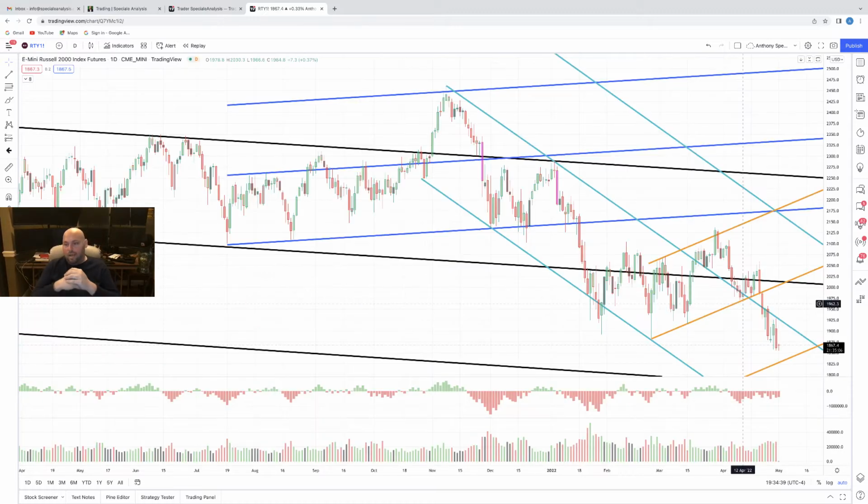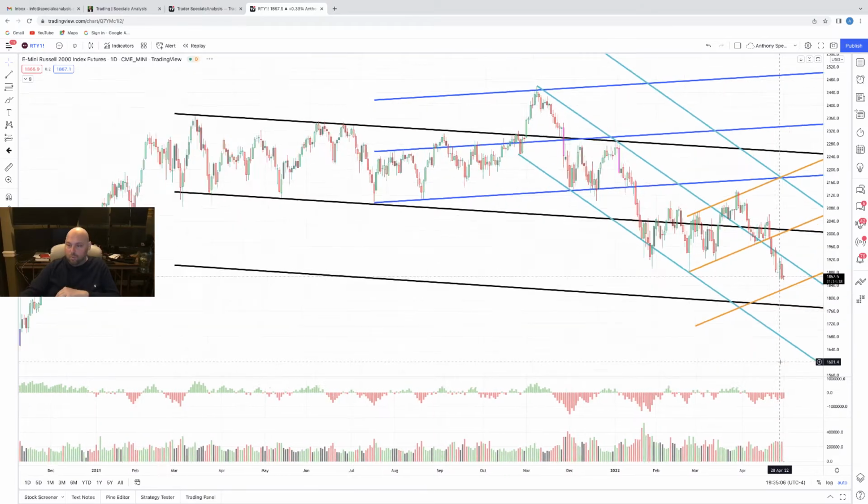Russell 2000 had a good break here, looking to test this orange channel, this extension of support. We should see that probably in the coming days. It broke the teal line, kind of retested it right here, confirmed that this is good resistance. So it looks like we're going to find support, hopefully, somewhere around 1825, 1820, 1830-ish. And we'll see what happens from there.